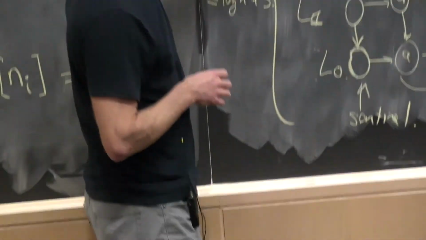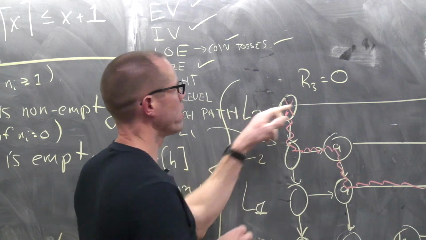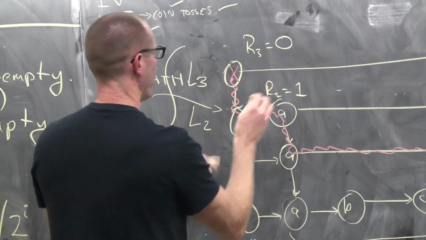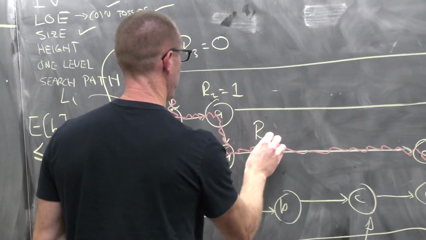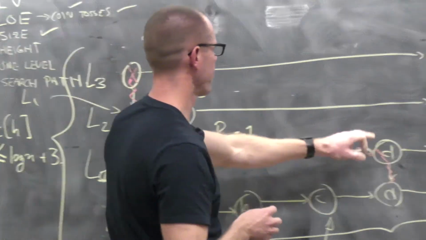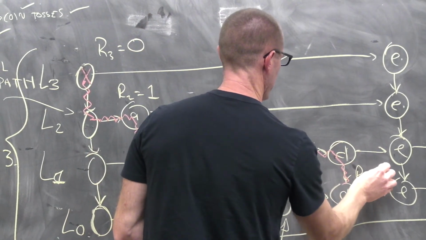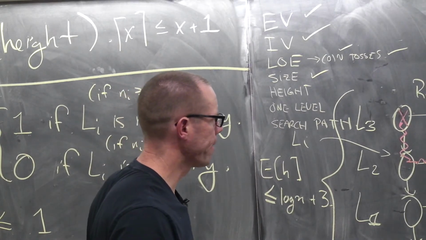So for this search path, we have R sub 3 is equal to 0, it doesn't go to the right at all. R sub 2 is equal to 1, it takes one step to the right. R sub 1 is equal to 1, and R sub 0 is equal to 0. It goes straight down.